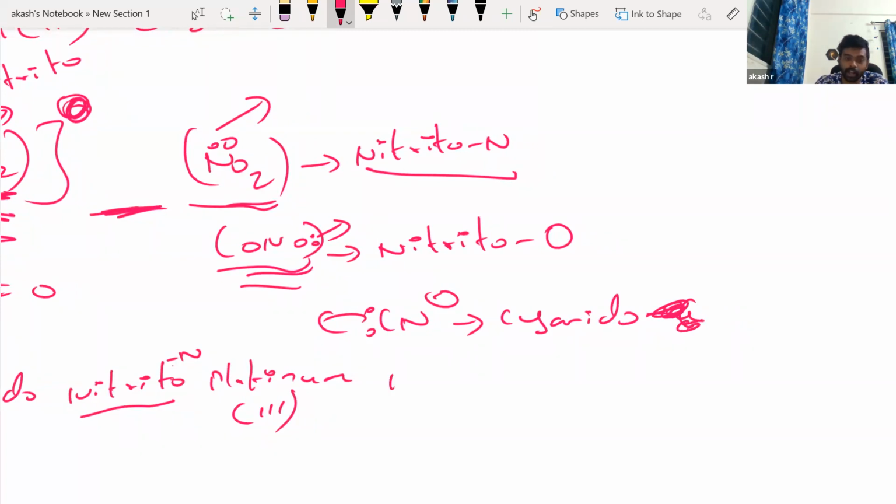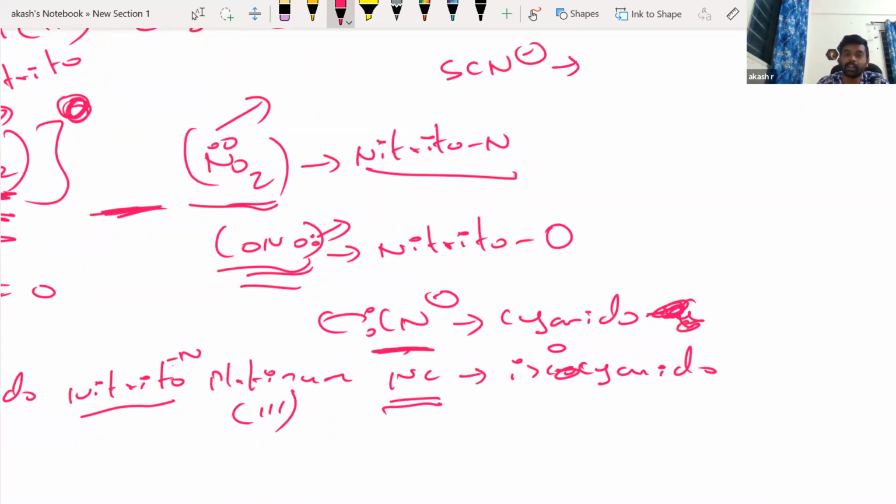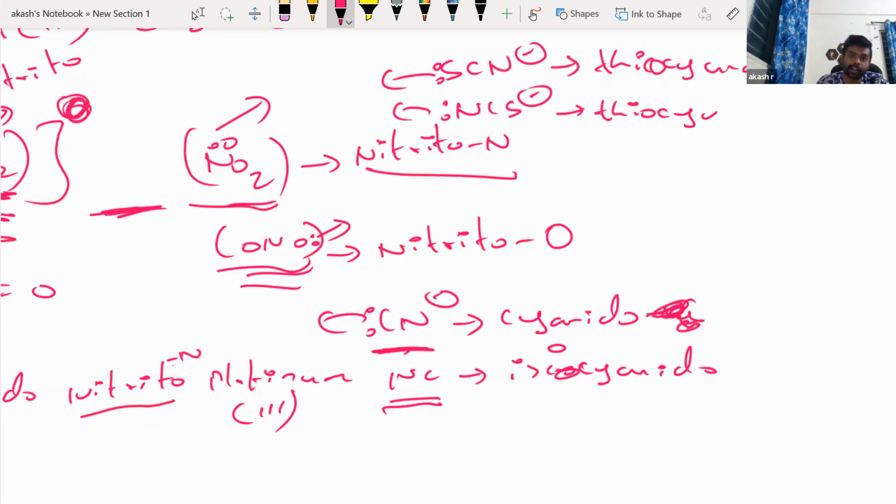That will be better, no? Cyanido. And whenever you have NC minus, you can write isocyanido. They'll mention the formula exactly like this: CN, NC. Other than that, you can have SCN minus. Here the sulfur is the one which is going to donate the lone pair, so we'll write thiocyanito S. And when we write NCS minus, now nitrogen is going to donate, so we will write thiocyanato N.